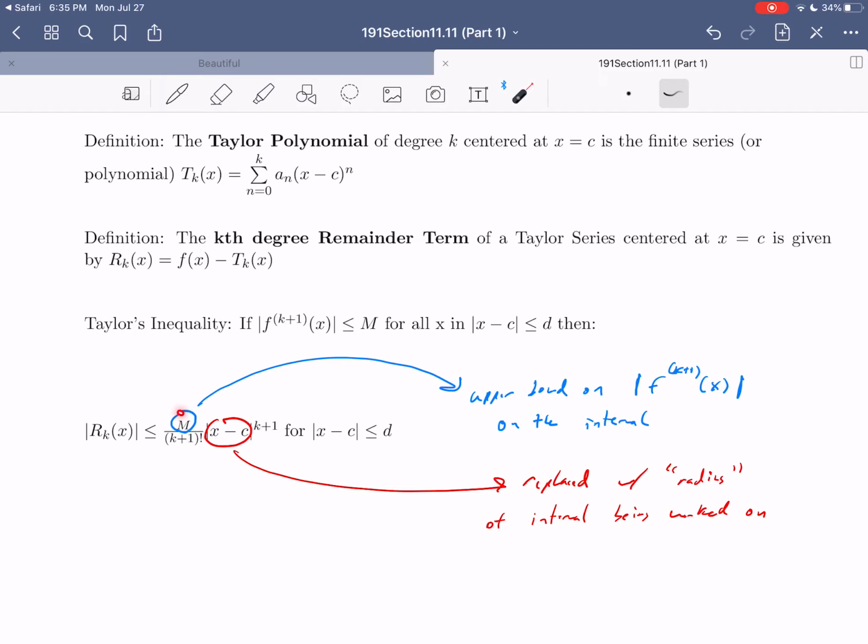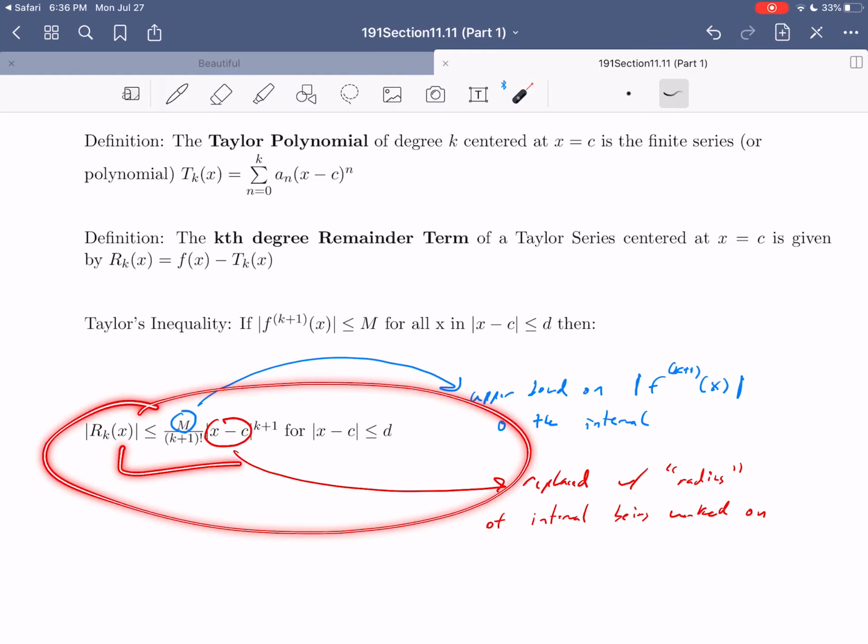So this is how Taylor's inequality is phrased. But you can just remember that the x minus c is going to be replaced with the radius of the interval that we're doing our estimates on. And the k plus 1 exponent is just based on whatever degree polynomial you're using. So hopefully that helps a little bit in understanding what these components are.